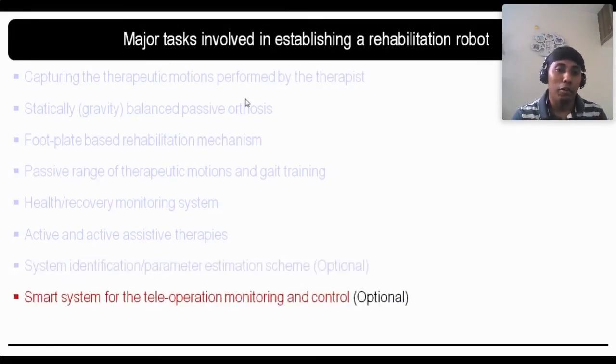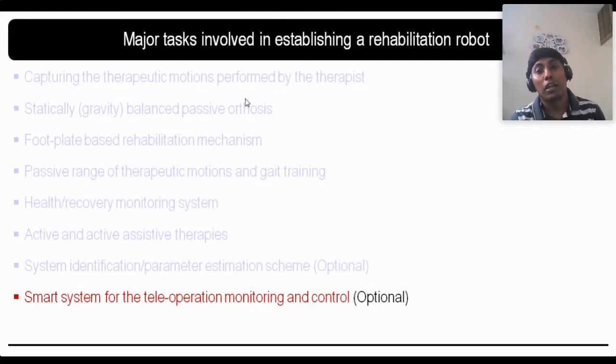And the final one is the smart system, and smart simply means cloud. You have huge data that you put in a cloud, that's what you call smart. So when you have connected the health and recovery monitoring system to the cloud, it can be used for teleoperation, monitoring and control, where the physiotherapy can be done at home and the physiotherapist can see from their own clinic and suggest what is to be done. So that is what we call the smart system, which can also be optional.